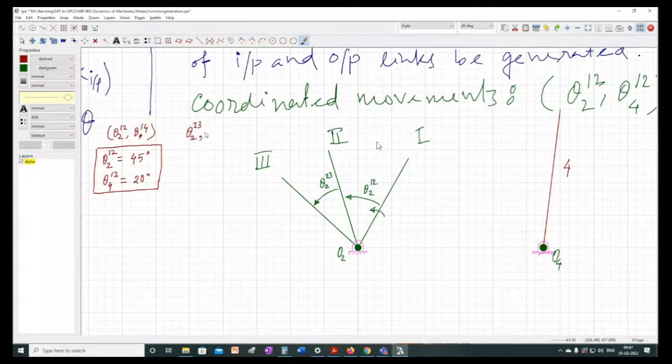Now another pair of coordinated movement is theta 2 2 3. For that movement of crank, what is the movement of follower? So this should be theta 1 to 2, and this is theta 2 to 3. So this is theta 2 2 3, theta 4 2 3, and for example theta 2 1 2, I think we have taken 30 degree, right?